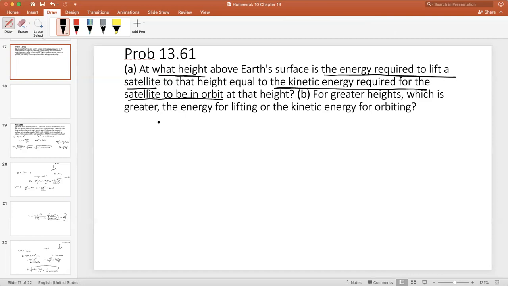But for now, what they're asking us is, we know that when a satellite is moved off the surface of the Earth, we must put some energy in, and we'll talk about that, to get it up there. And then, in order for it to rotate, it's going to have kinetic energy. So we need to do some potential energy work against gravity, and we need to give it some energy so that it will have some kinetic energy.